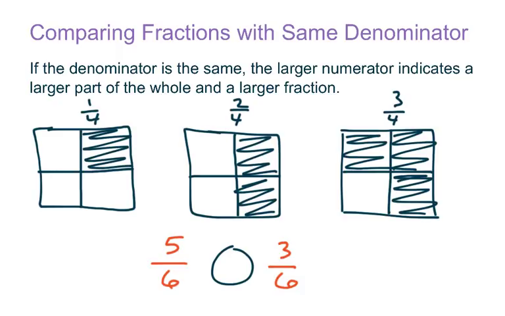If we were comparing 5/6 and 3/6, we can see that their denominators of 6 are the same, so the fraction with the greater numerator is the greater fraction. If a pizza is split into 6 slices and I eat 5 of them, or if a pizza is split into 6 slices and I eat 3 of them, which pizza did I eat more of? The one with 5 slices.